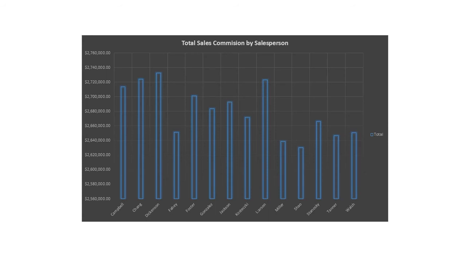Moving on to my next chart, you can see that this is also one of my more simplified charts. It really shows the total sales commissions by each salesperson. Although it is very simple, the chart really shows how a great amount of data that could essentially become overwhelming can be organized and easily recognizable in a simple chart.